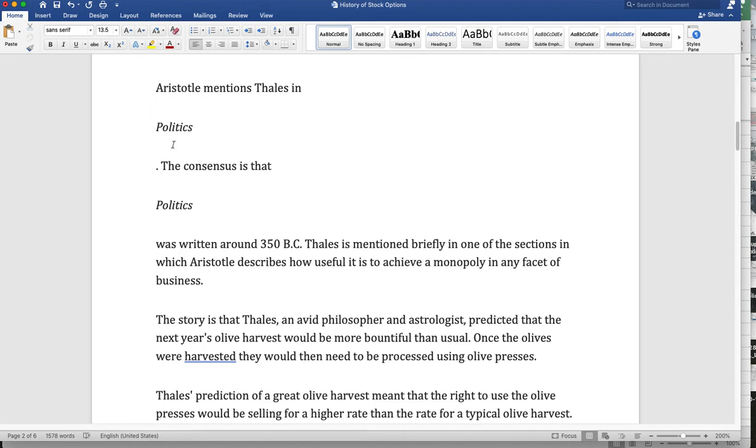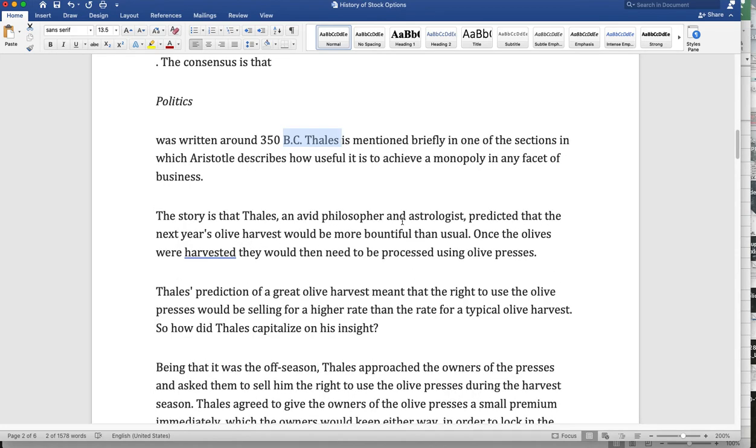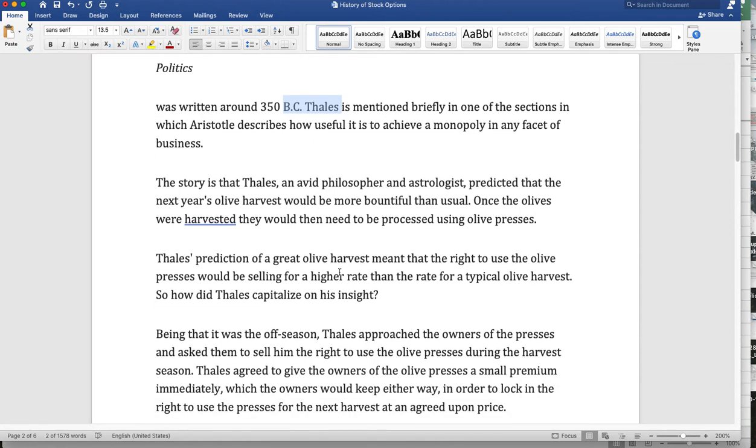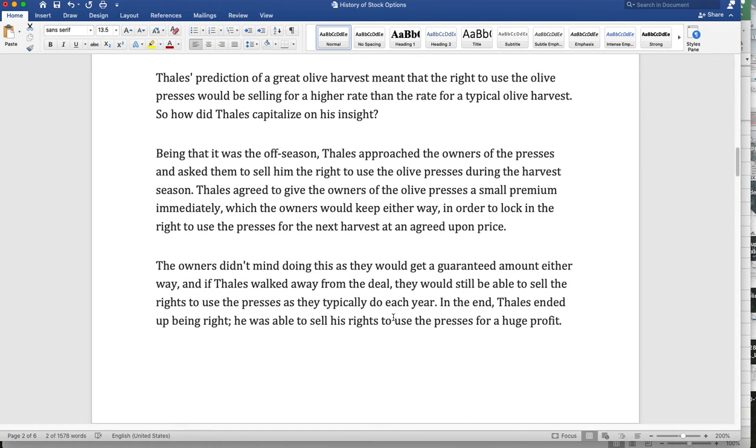Mentions Thales in the Politics. The consensus is that Politics, which was written around 350 BC, before Christ times, is mentioned briefly in one of the sections where Aristotle describes how useful it is to achieve a monopoly of any facet of business. Okay, then they go through this philosopher, and then they go through predictions, and how olive presses would be selling for a higher rate, and how to capitalize on it.